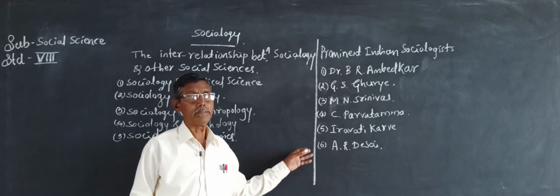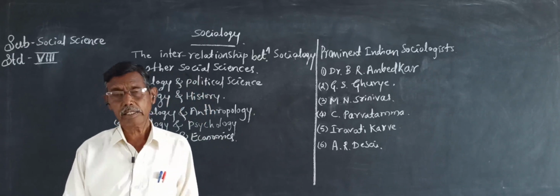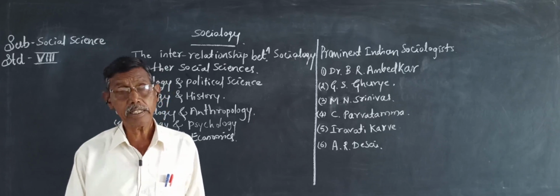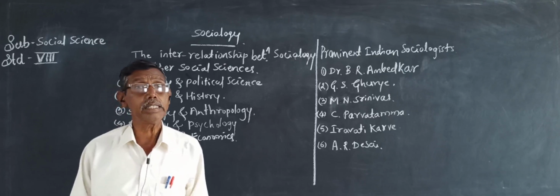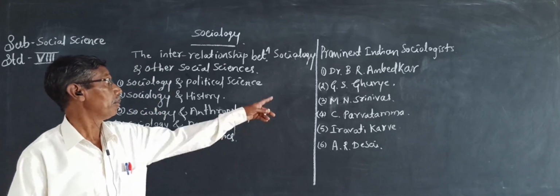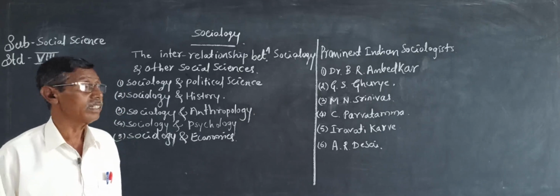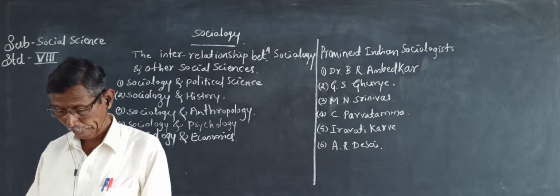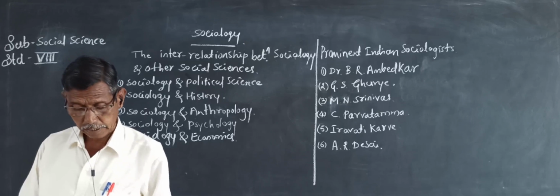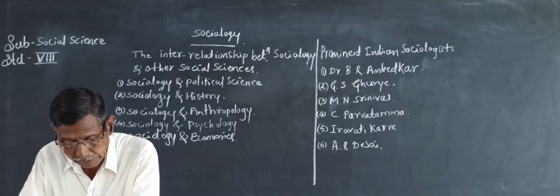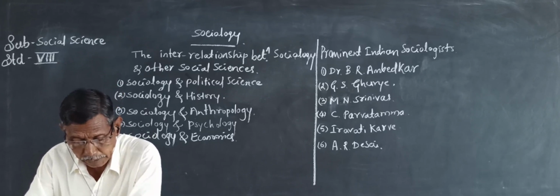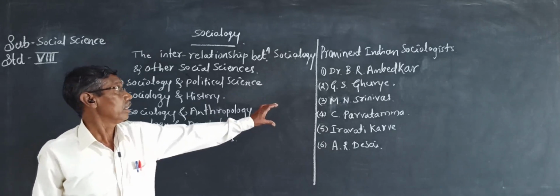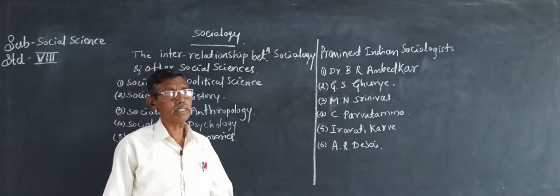So they were the famous sociologists of India. Next is early Western sociologists. The Western sociologists are not for your study. Only the prominent Indian sociologists are retained. You know the early sociologists like Auguste Comte, Karl Marx, Emile Durkheim, Max Weber; they are omitted from your study. Only Indian sociologists are retained.